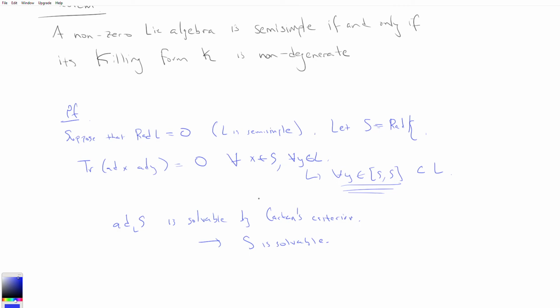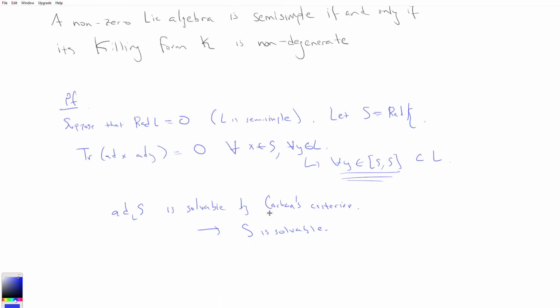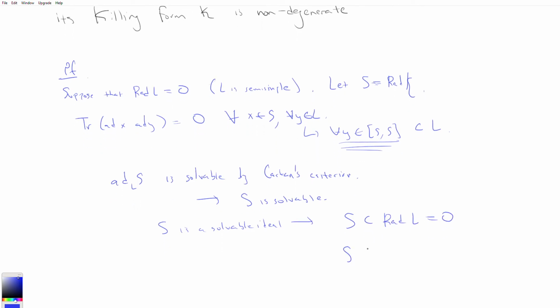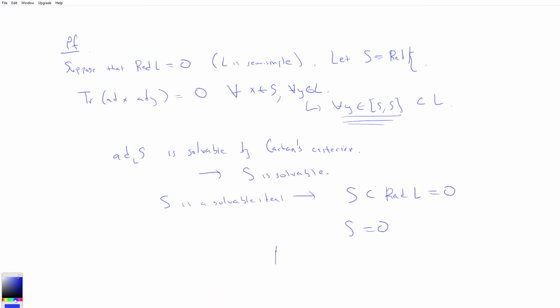So S is solvable, and because S is solvable and it's an ideal, it has to be contained in rad L. So S is a solvable ideal, so that means S is contained in rad L, which is equal to 0, so we deduce S is equal to 0. But S is the radical of kappa, so rad kappa equals 0, so kappa is non-degenerate. So that's one direction.